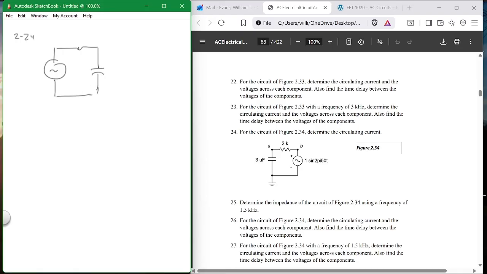All right. So it's 1 volt peak over here. I'm just going to write the 1 volt peak. I'm not going to write all this other stuff. 2K up here. 3 microfarads over here. Okay. Now what must you do before you can find I in the circuit? You must find X sub C, right? What is X sub C? Somebody tell me.